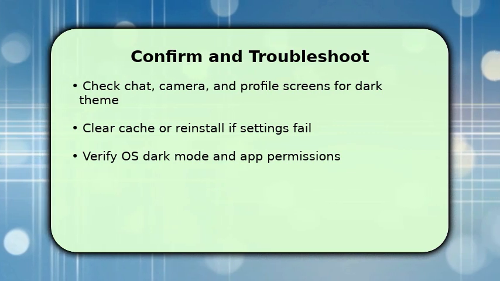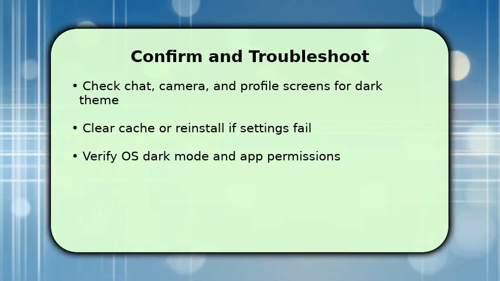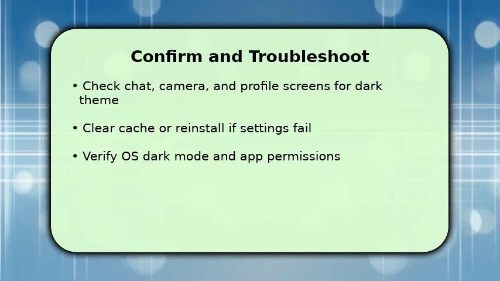If problems persist, log out and back in, and ensure Snapchat has necessary permissions. This usually resolves theme sync issues quickly and gets you back to dark mode.